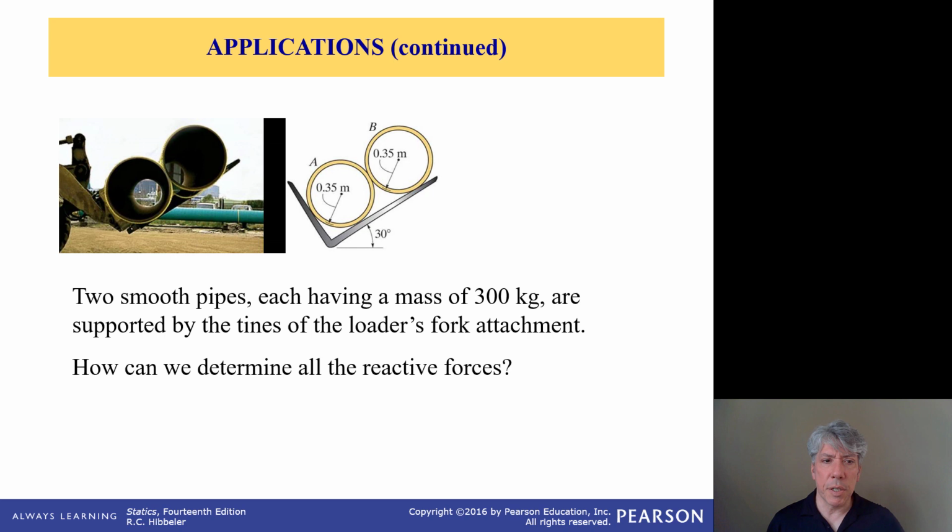So here's another application where we've got two smooth pipes. These things can roll. They're smooth, meaning that we will neglect friction. Each one has a certain mass, and they're supported by the tines of a forklift. So how do we determine all the reactive forces? What do I mean? Well, these things are sitting on top of the tines, so they must be applying load to the tines. Therefore, the tines are reacting and providing load to support these smooth pipes. So how do we do that? How do we calculate the magnitude of those forces?